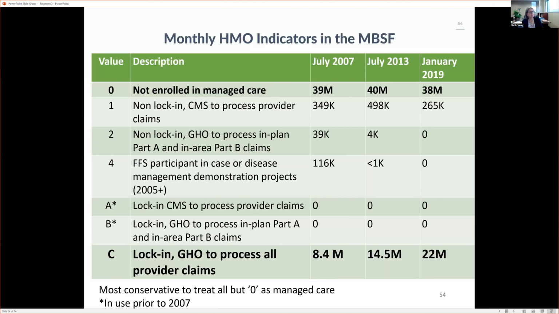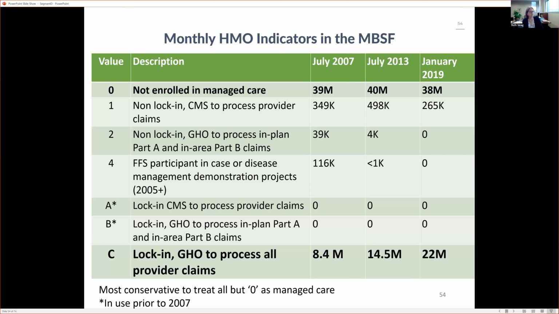So when you look at the monthly HMO indicators, not enrolled in managed care is steady at 39 to 40 million. Now do notice that not enrolled in managed care can mean one of two things. It could mean they're not enrolled in Medicare in that month because they died or because they're not yet 65. Or it could be they're enrolled in original Medicare and they're not enrolled in HMO. So you've got to be careful when you use these indicators.